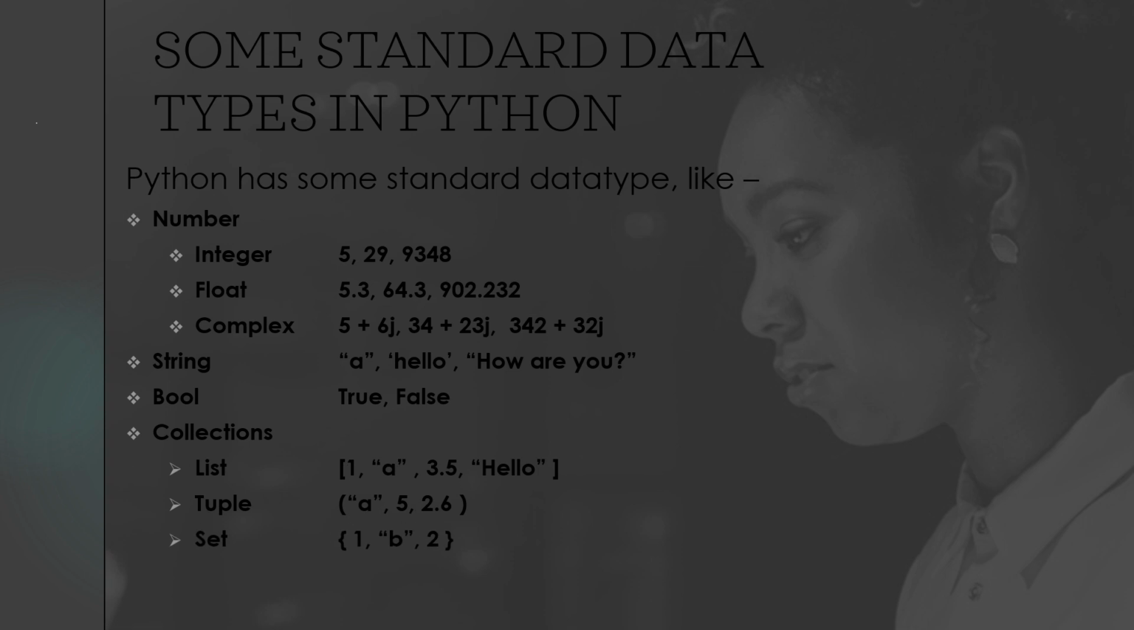Third data type is set. Set is also similar to list and tuple, but it contains only unique values. It does not contain any duplicate value. Last is dictionary. Dictionary is a key value pair. We will see what those data types are in our upcoming lecture.